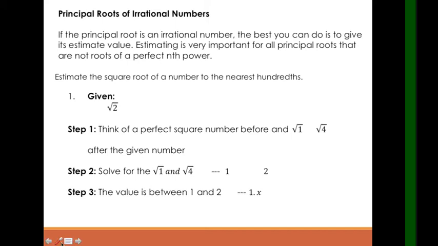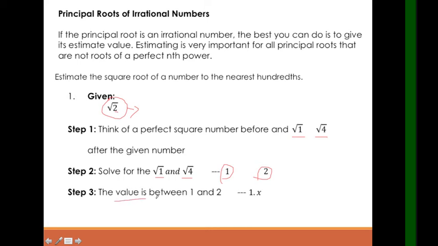So, ang unang given ay square root of 2. So, hanapin natin kung ano ang mga numbers muna na malapit dito. So, think of a perfect square between 2, and that is square root of 1 and square root of 4. Bakit? Because square root of 1 is equal to 1, and square root of 4 is equal to 2. So, ito yung mga numbers na malapit sa 2, kagaya ng mga sample natin kanina.